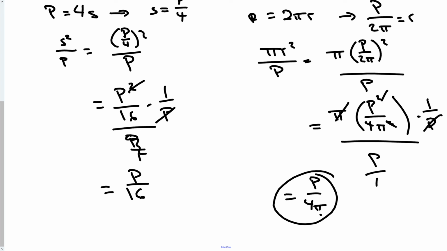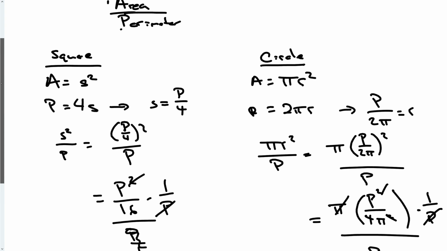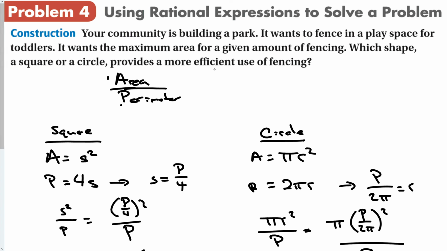That is a bigger number, because if you divide by a smaller number, you're getting a bigger number. So the answer to this question is that the circular fence is a more efficient use of fencing. But if you can visualize a park with a circle fence, it is a more efficient use of fencing, but a less efficient use of space. So this was kind of a silly problem.